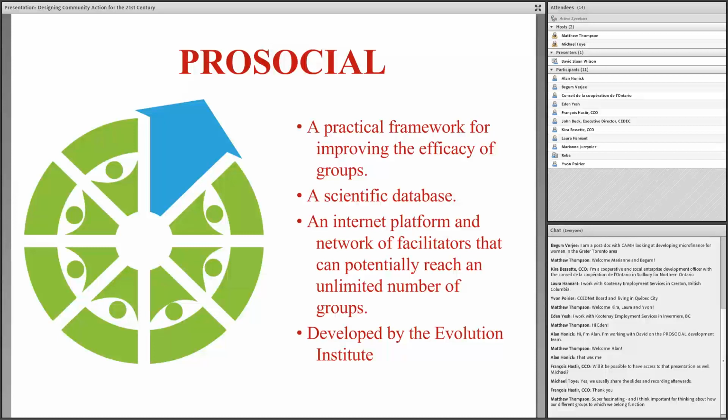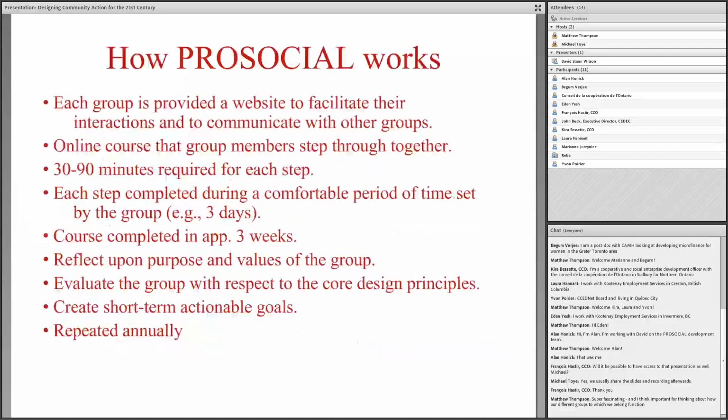What it is: an internet platform and a network of facilitators that can potentially reach an unlimited number of groups. The way it works is that every group who wants to get involved is presented with a website to facilitate their interaction. You might be familiar with meetup.com, or software applications like Basecamp, which are basically ways to facilitate groups. And the group will also take an online course that members step through together.